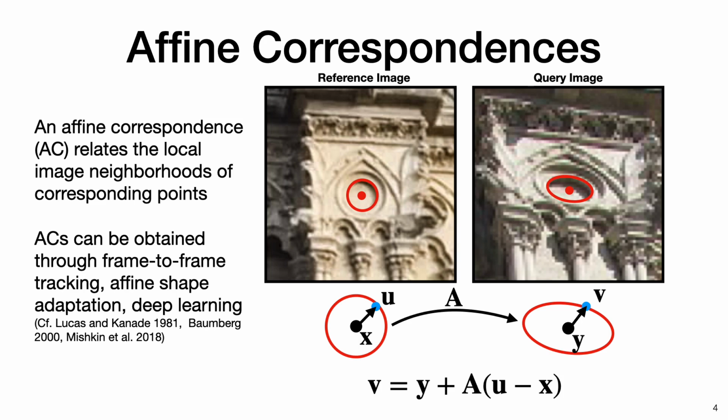localization. An affine correspondence, or AC, relates the local image neighborhoods of corresponding points in a reference image and the query image by a 2x2 affine transformation matrix. ACs can be obtained in various ways, such as frame-to-frame tracking, affine shape adaptation, and deep learning.